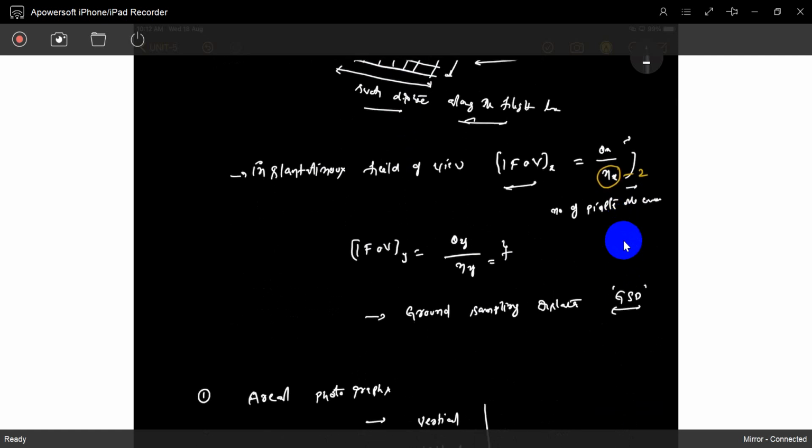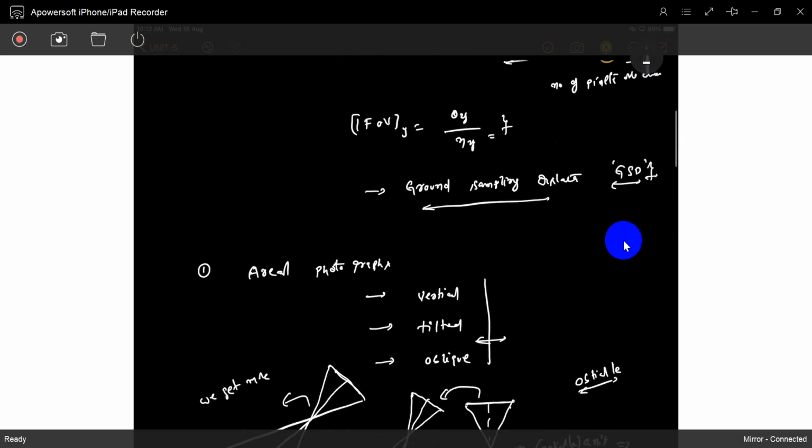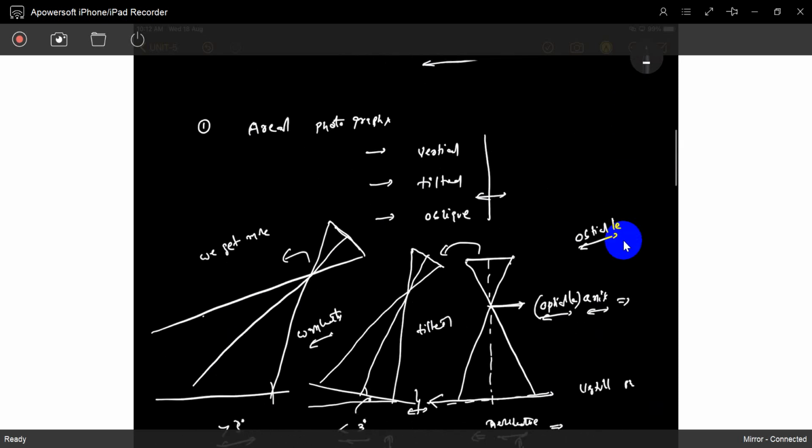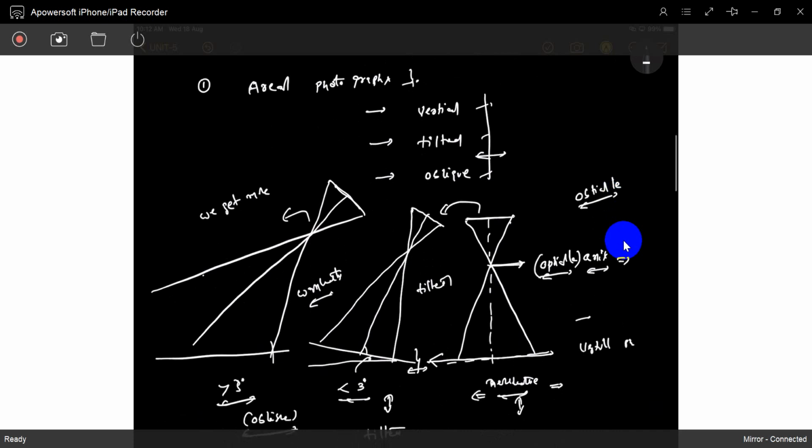These are words that will come in advanced photogrammetry. In our syllabus, these terms won't come again. These are all just an idea. Ground sampling distance is also a word that will come, no need to discuss. And I also showed aerial photographs: vertical, tilted, oblique.